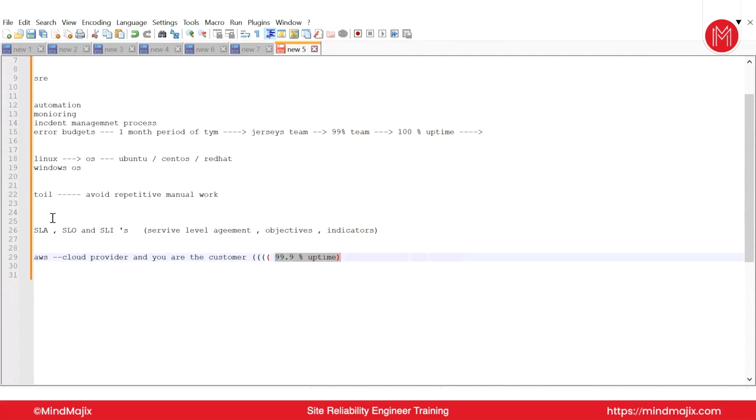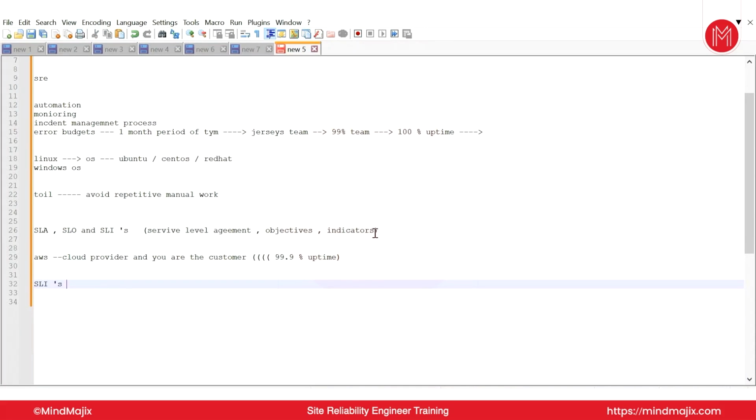Simple. The SLA is where the cloud provider assures you, I will provide you 99% uptime. So the objective measures whether the target is achieved or not, just like whether they met the conditions or not. Simple.